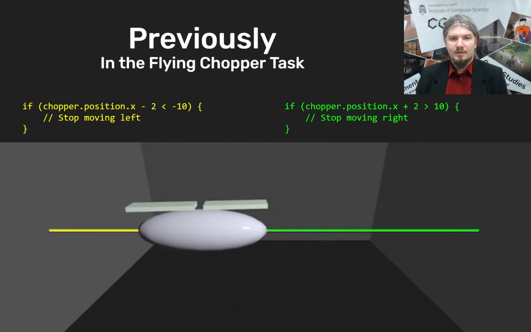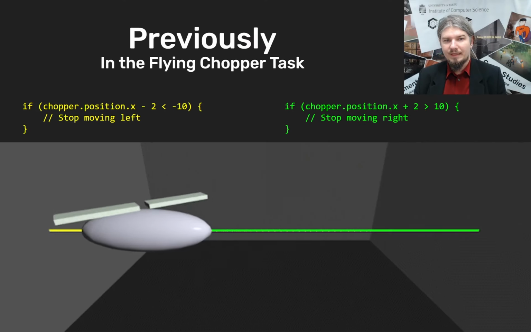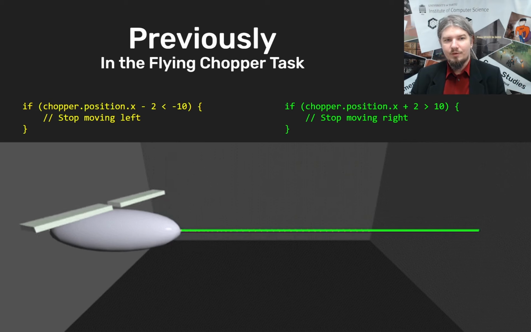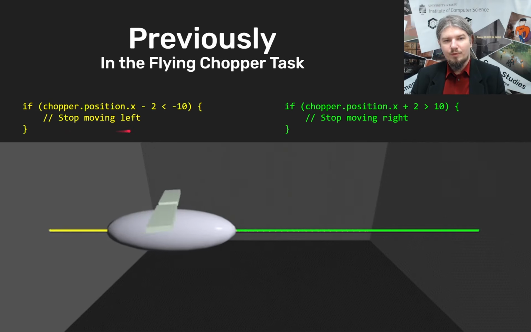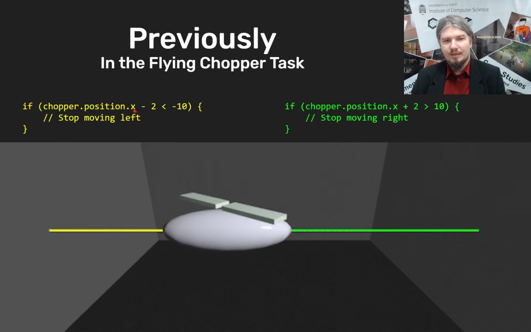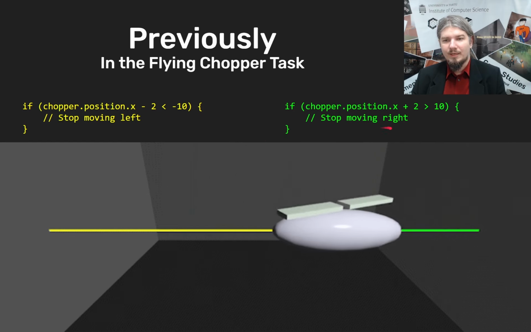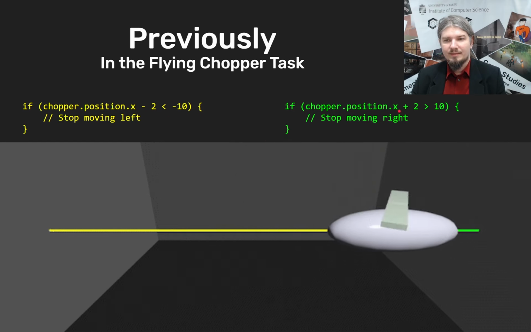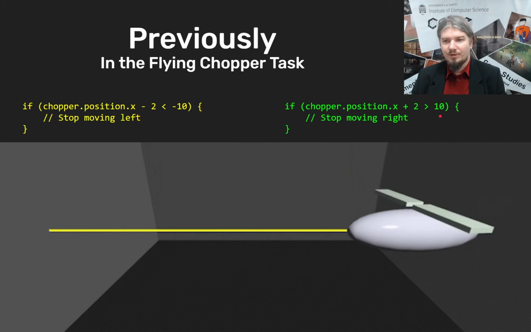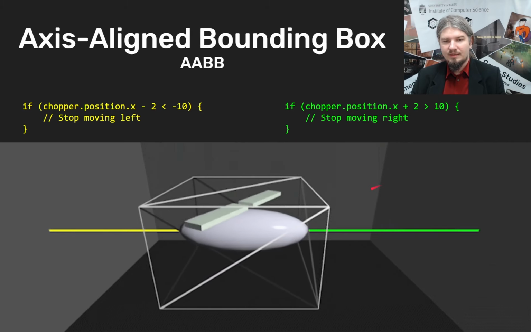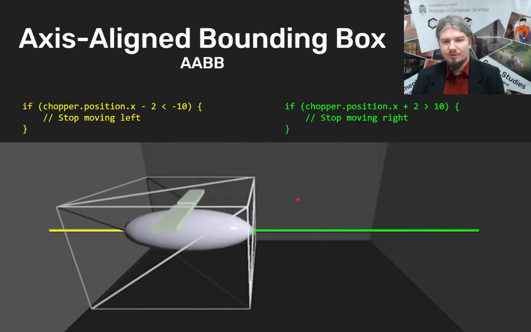Bounding volumes. Previously, in the flying chopper task, some of you created code so that the chopper would stop moving left when its position in X was below a certain threshold, or stop moving right when the position in X was above a certain threshold. So what this code actually does is it creates a certain box around the chopper.